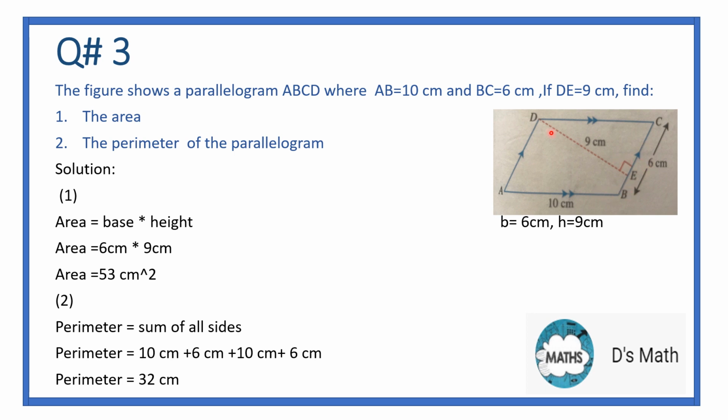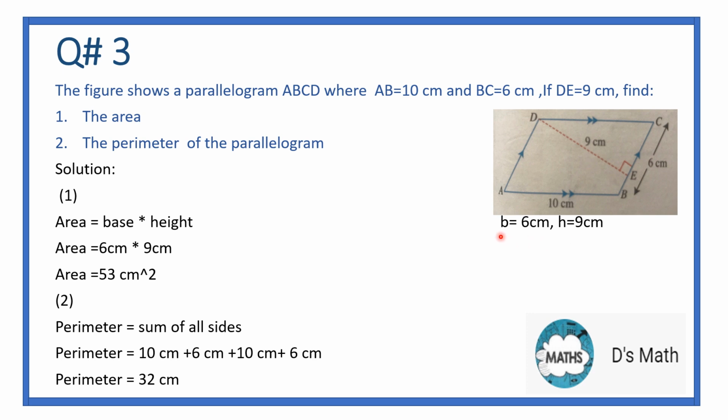If you look at this measurement, 9 centimeter, 9 centimeter is perpendicular to 6 centimeter. It is not perpendicular to 10 centimeter. So we will not take 10 centimeter as a base, because 9 centimeter is perpendicular to 6 centimeter. That means 6 centimeter is the base of the parallelogram and 9 centimeter is the height.